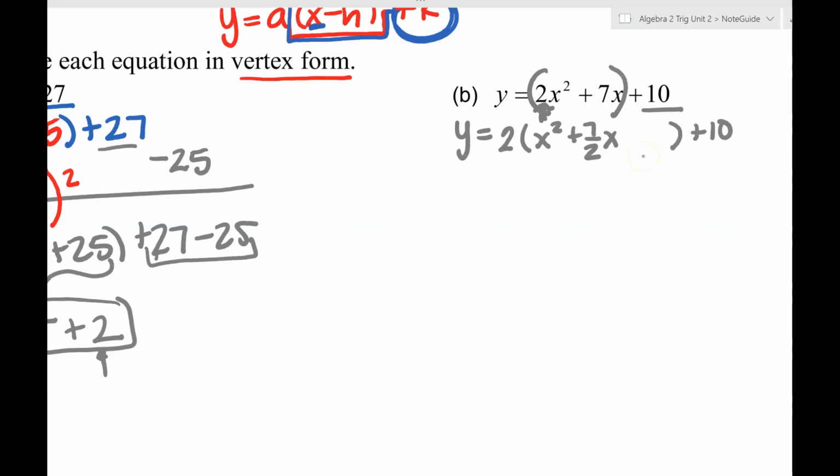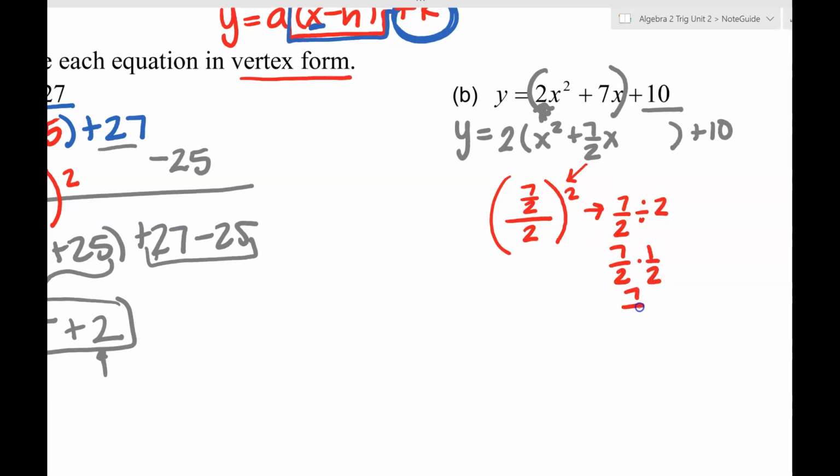So to get what we're going to add, remember what we do here. We take this middle coefficient, we divide it by 2, and then we square it. And remember what we said that means, that we're actually going to take 7 over 2 and divide it by 2, which is like 7 over 2 times 1/2, which is 7 over 4. And when I square that, I'd get 49 over 16.